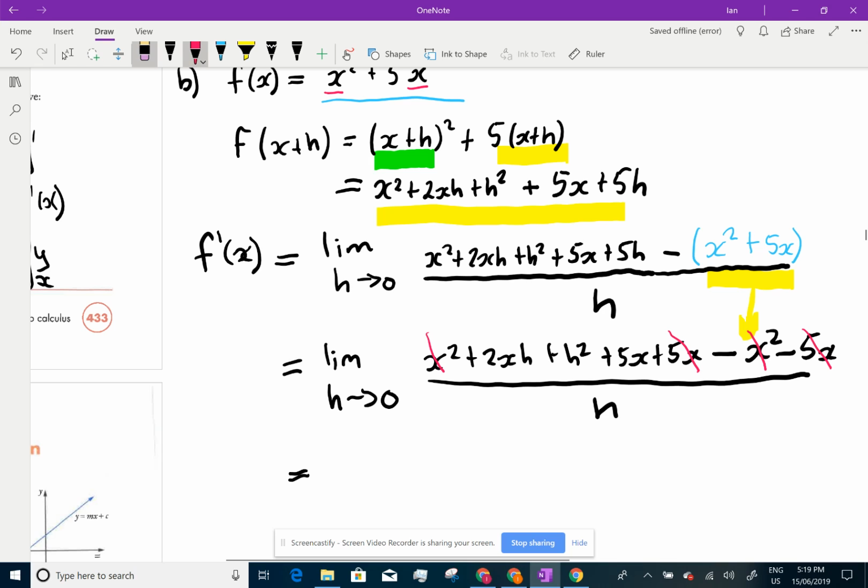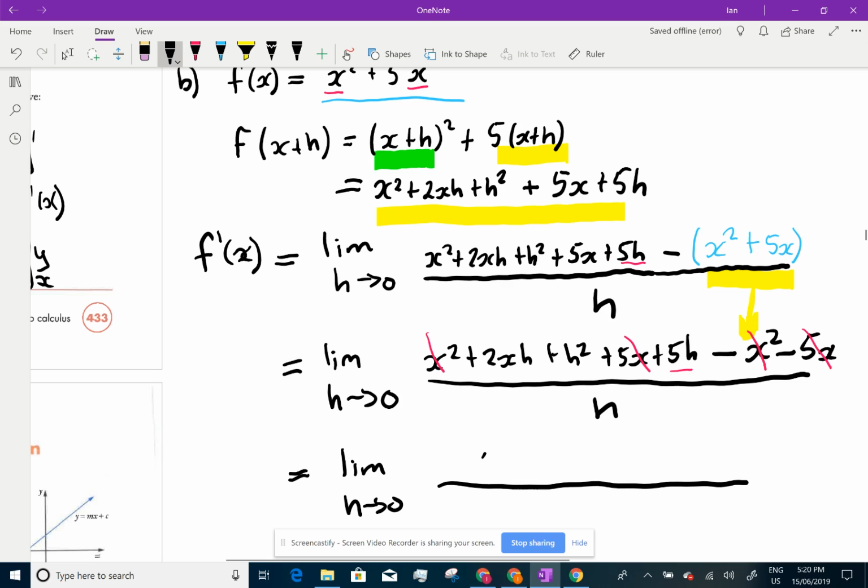And sorry, I've made a little boo-boo there. I'll get rid of that. That should be 5h. And there's that 5x. You can see it was 5h here, and I just didn't write it down there. So now, the limit as h approaches 0.